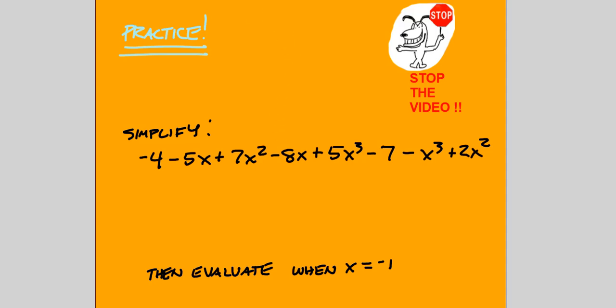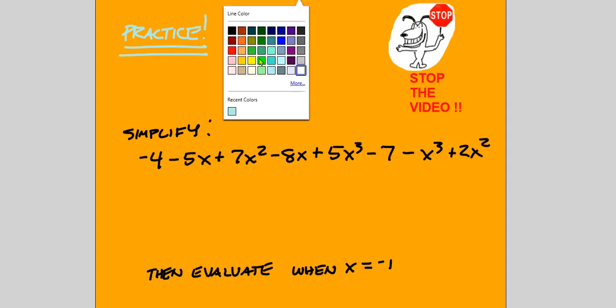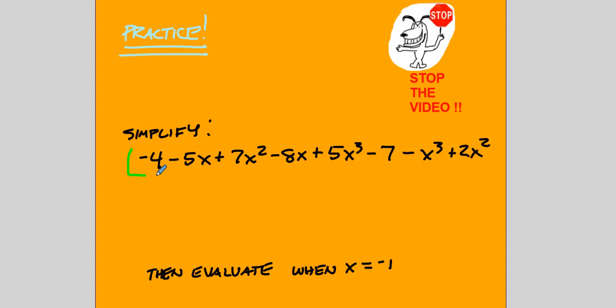Okay, so we've got negative 4 here. That's a constant. You can't add it to x; x plus 1, for example, does not equal 1x. It's just x plus 1. You have another constant here, negative 7. Well, negative 4 minus 7 makes more negatives, so that's negative 11. Okay, we'll put that down.